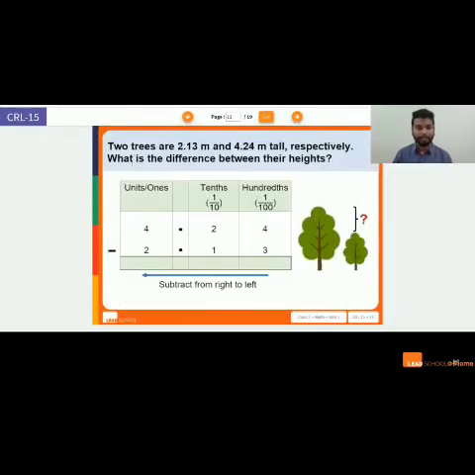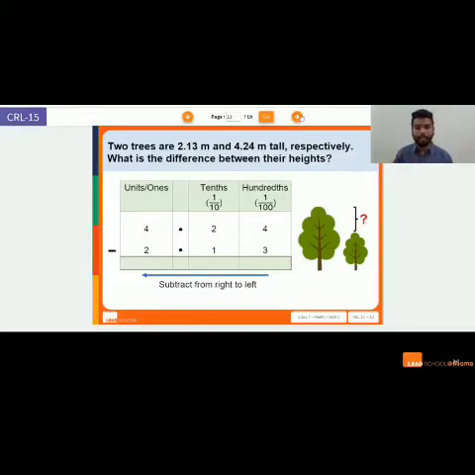All right, let us look at this equation. I've written the numbers in the place value: 4.24, 2 tenths, 4 hundredths, and 2.13, 1 tenth and 3 hundredths. I will always subtract from right to left. Students, just a quick recollection: addition, subtraction, and multiplication, I will always start from right to left, except for division, where I will start from left to right.